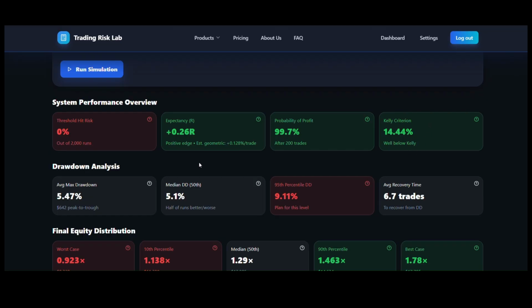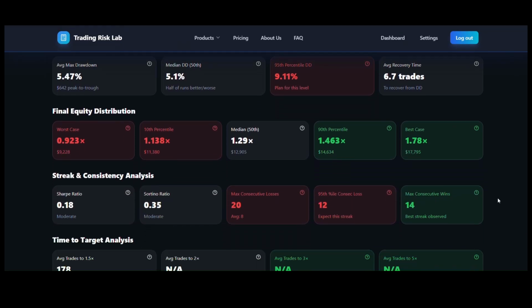Below that is the drawdown analysis. Average max drawdown shows typical peak-to-trough losses. Median drawdown shows the 50th percentile outcome. The 95th percentile drawdown highlights worst case, but realistic stress scenarios. Average recovery time shows how many trades it typically takes to recover from drawdowns.